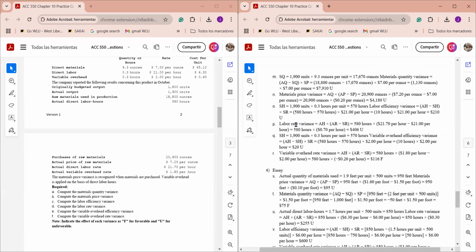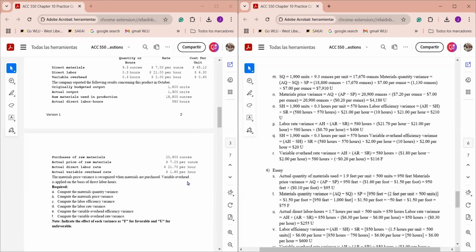Number 4 is telling us to compute the labor rate variance. In that one, we're going to take our labor rate variance formula, which is our actual rate minus the standard rate times our actual hours, which is here, and that's going to be unfavorable.